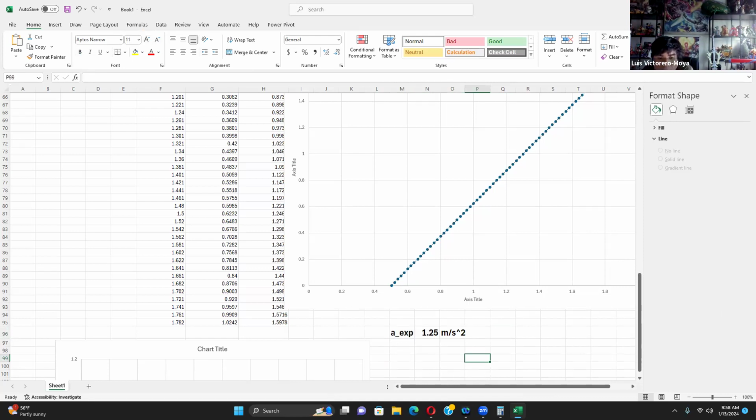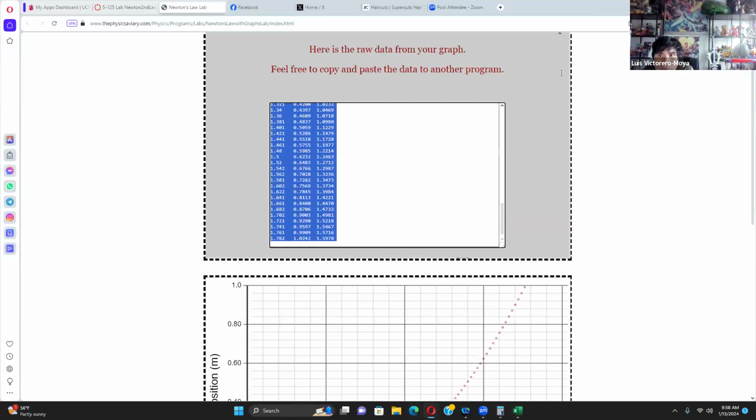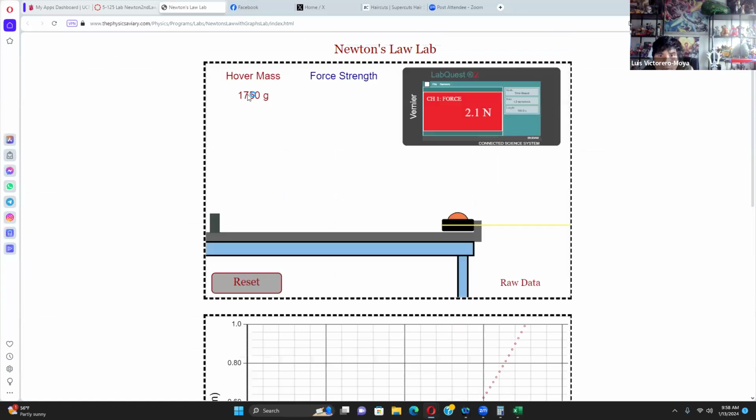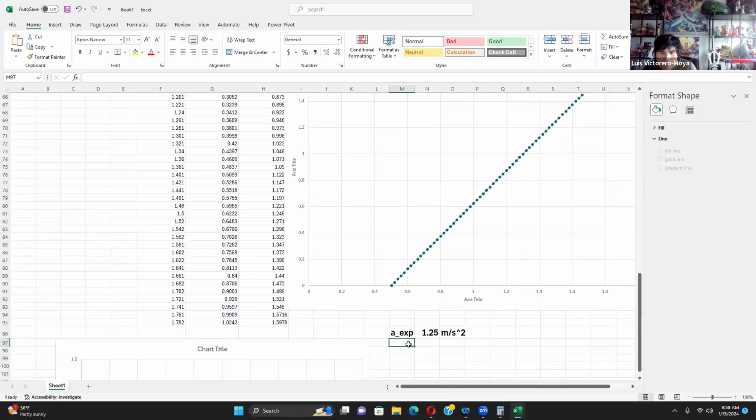So what's my theoretical then? I will go back to the software and then look at the values, 2.1 and 1.75. To go from grams to kilograms, I divide by 1,000. That's why. So 2.1 divided by 1.75, 1.2. So my theoretical is 1.20 meters per second squared.